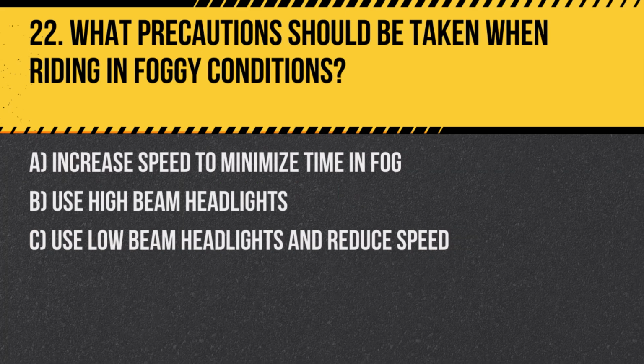Question 22. What precautions should be taken when riding in foggy conditions? A. Increase speed to minimize time in fog. B. Use high beam headlights. C. Use low beam headlights and reduce speed. Answer C. Use low beam headlights and reduce speed. Low beams and slower speeds increase safety by reducing glare and extending reaction time.